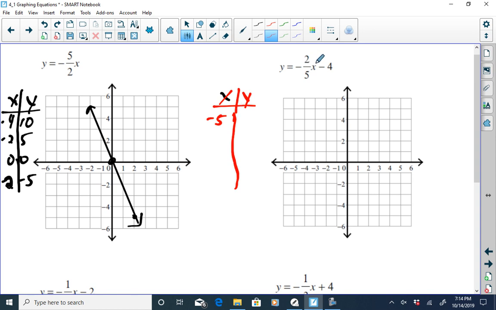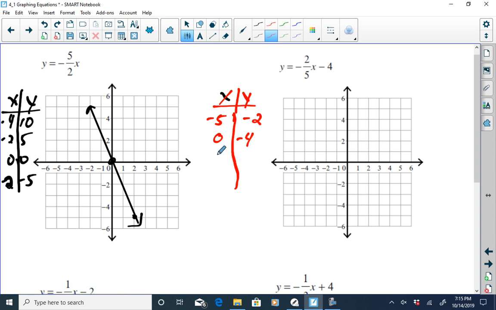Negative 2 times negative 5, negative times negative is positive, so that's positive 10 divided by 5, that's positive 2. 2 take away 4, output should be negative 2. I'm going to know if we did the math correctly if the points are in a straight path or not. If they're not in a straight path, we know we screwed something up. So let's try 0 here. Negative 2 fifths times 0 is 0. 0 take away 4 is negative 4.